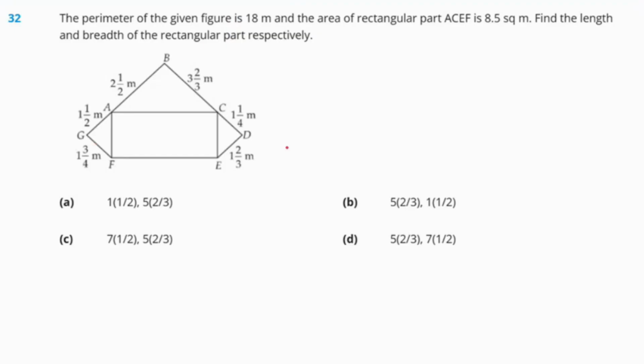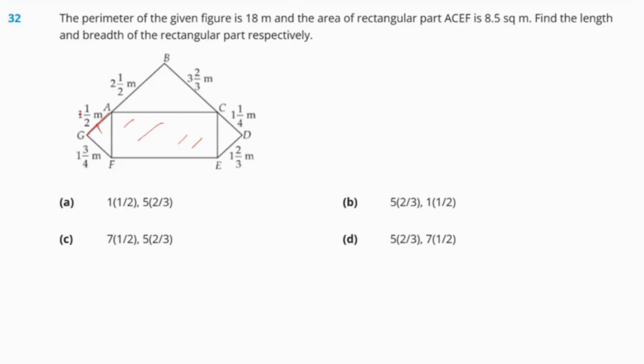Perimeter, which means we need to add all the sides. And the area of the rectangular part, which is ACEF, is given to us as 8.5 square meter, which is this part. Find the length and the breadth of the rectangular part respectively. The entire perimeter is given to us, which means we need to add all the sides. So when we add all the sides, let's start from here.